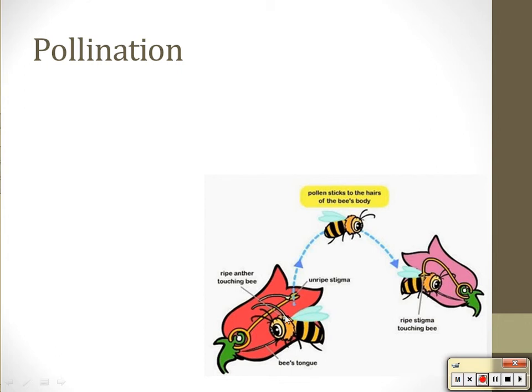Trees can either pollinate themselves or find ways to not pollinate themselves, based on when the anther or the pollen grains ripen and the stigma is ripened. Okay?